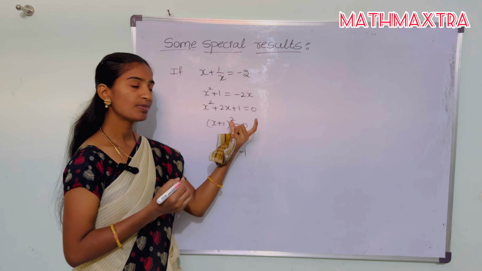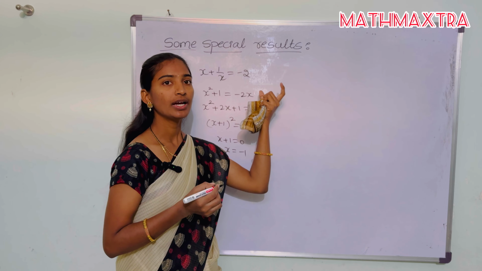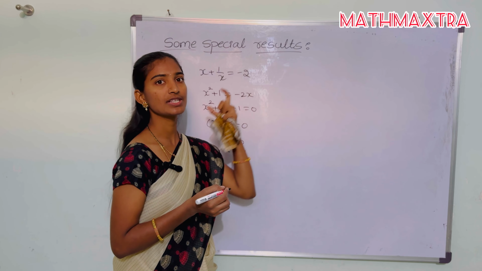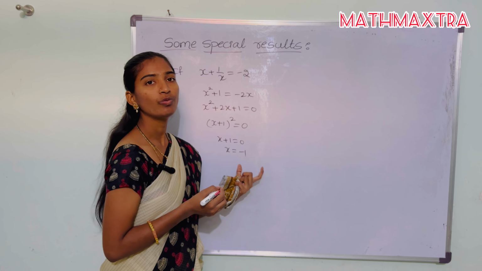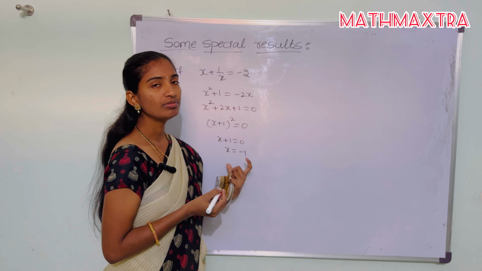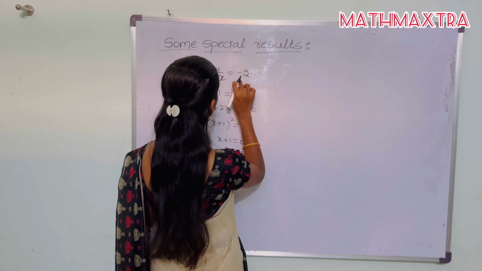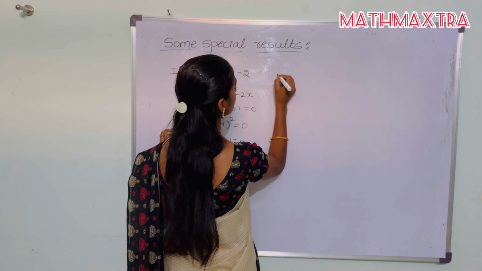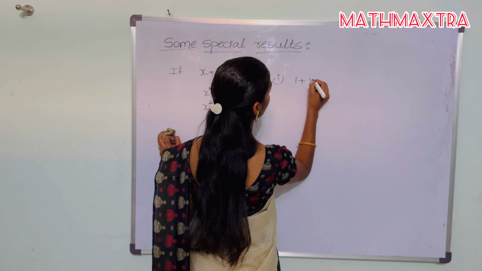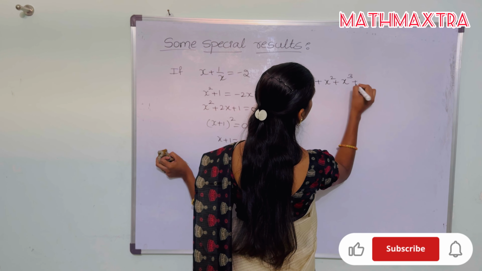See, if x plus 1 by x is equal to 2 is given, then we got the x value as 1. If x plus 1 by x is equal to minus 2 is given, here we got the value of x as minus 1. So you remember this result, and from this you can calculate any type of expression. x plus 1 by x is equal to minus 2. Then the question is, find out the value of 1 plus x square plus x cube plus x power 4.